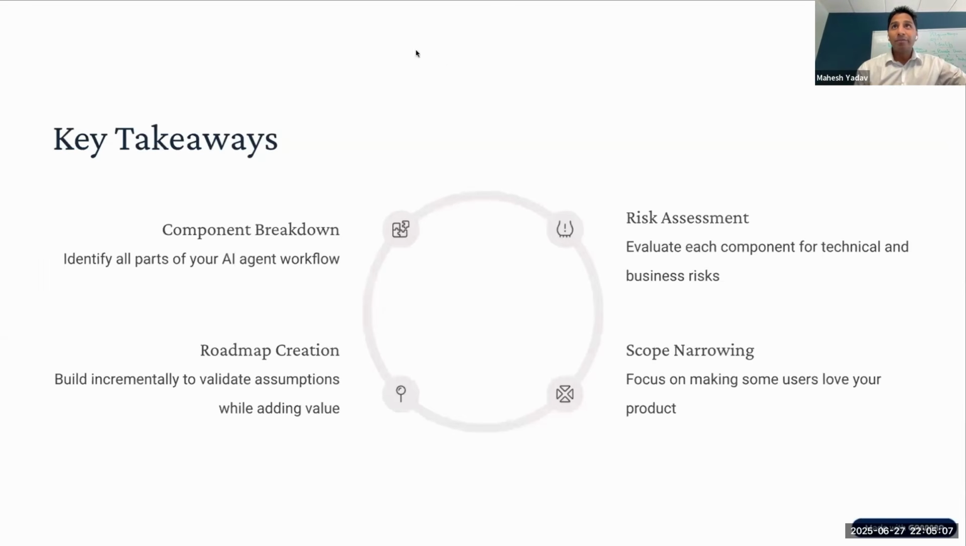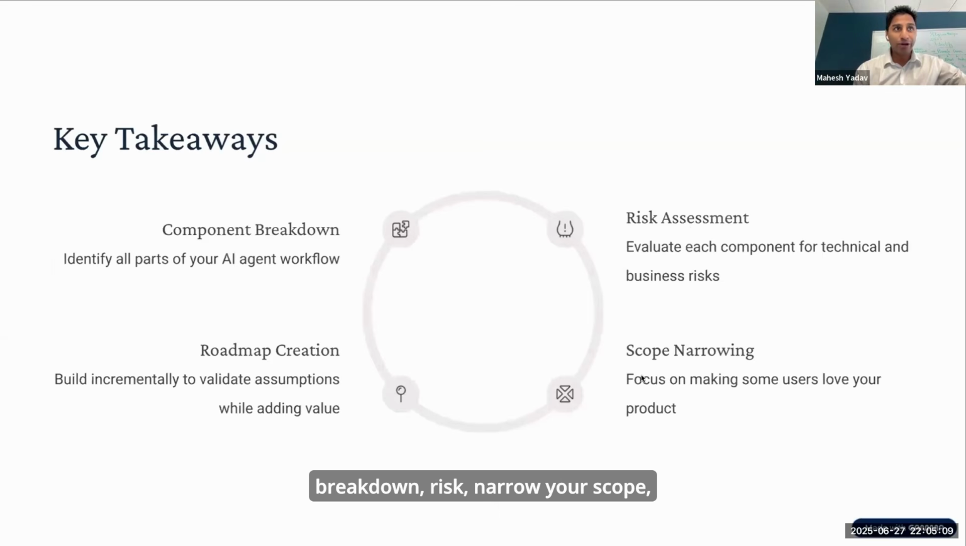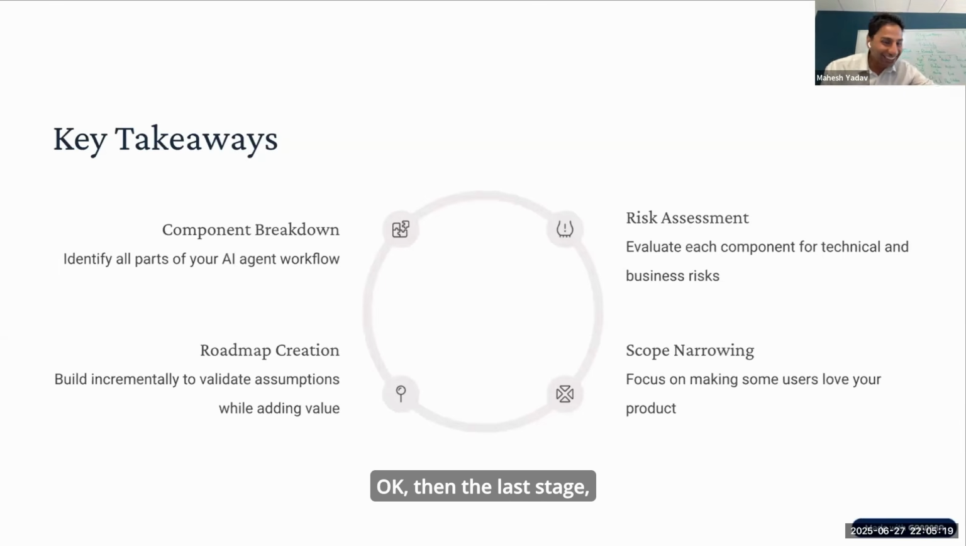Okay, key takeaway: break down risk, narrow your scope, and create your roadmap. So now all of you can identify problems and create awesome roadmaps. Okay, then the last stage: execute, execute, execute.